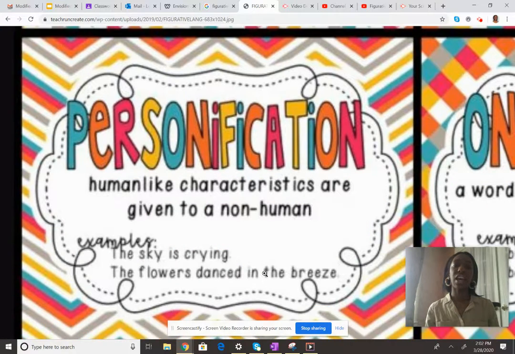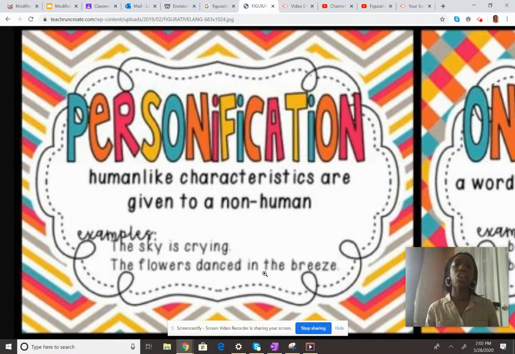Here we have personification. It's when human-like characteristics are given to a non-human. For example, the sky is crying. Can the sky actually cry? No, but they're saying that it's raining outside. Okay, that's what they're saying. They're trying to tell us that it's raining outside.